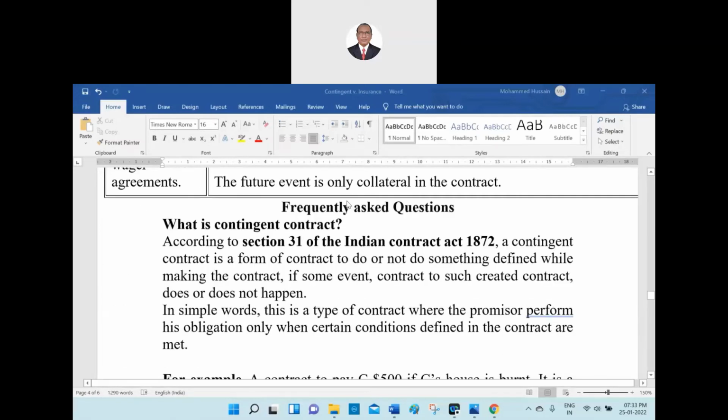Now, what is a contingent contract according to Section 31 of the Indian Contract Act, 1872? Can you read the Indian Contract Act, 1872, in this way? After the A in Act, A is a capital, and afterwards, T, comma, 1872. What about the contract C?